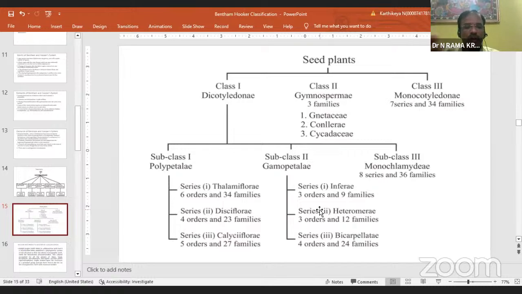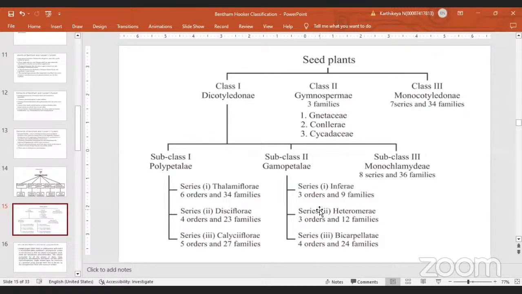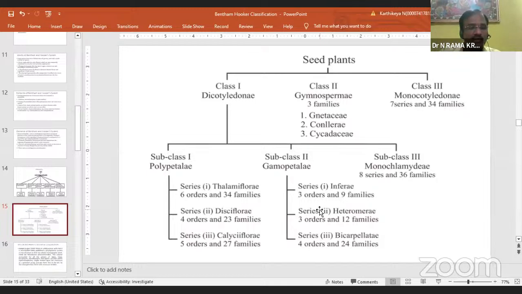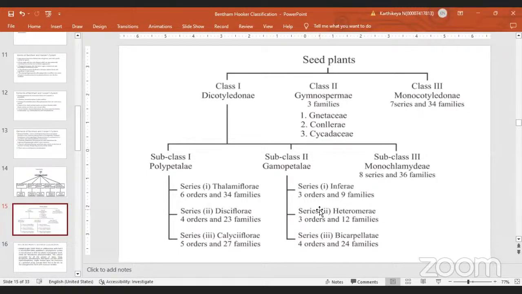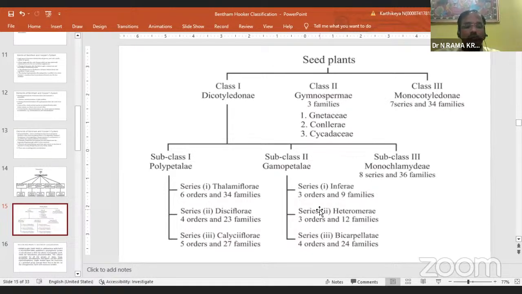Artemisia vulgaris, Echinops. These are all examples of Gamopetalae. The best example is Helianthus annuus. You know the sunflower? Sunflower, chrysanthemum. Banti poo, you call that in Telugu? Yes. Tagetes erecta is the Banti poo.